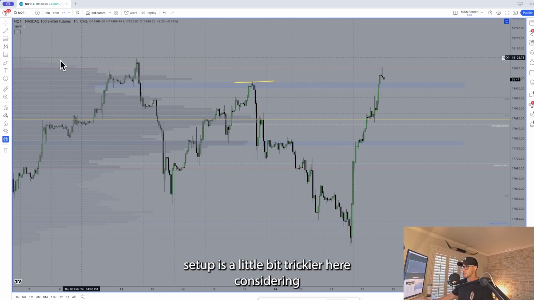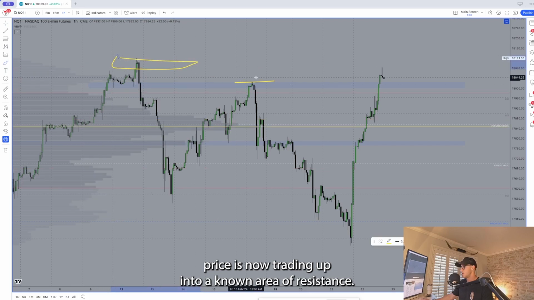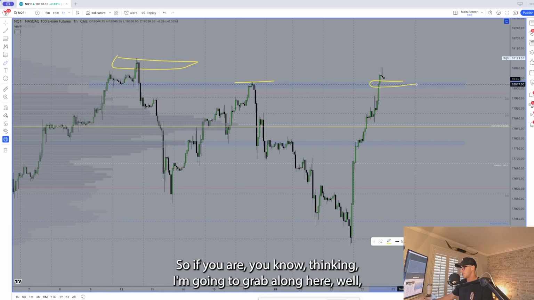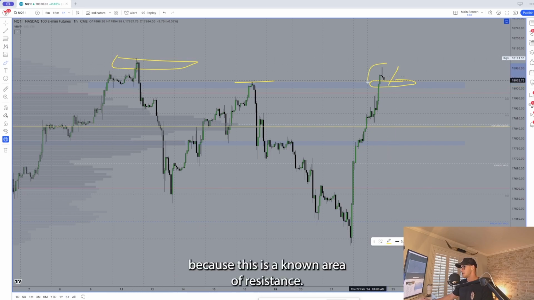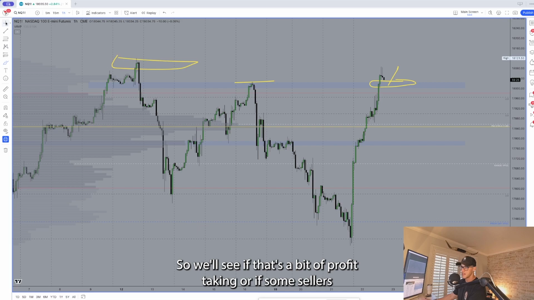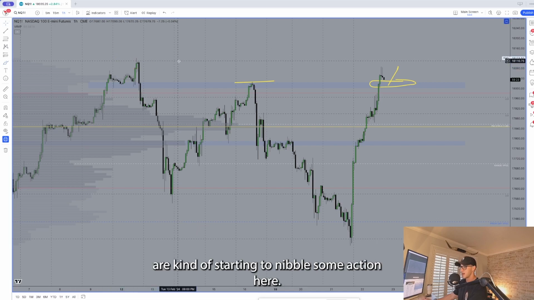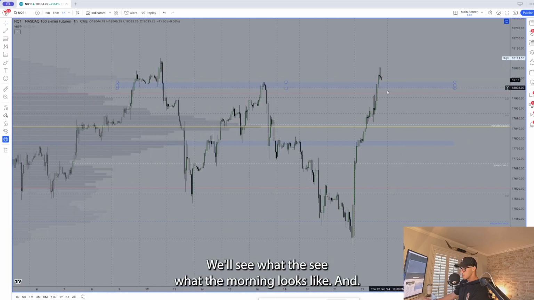Setup is a little bit trickier here considering price is now trading up into a known area of resistance. So if you are thinking, I'm going to grab a long here, well, make sure your entries are really good. Make sure you have strong confirmation because this is a known area of resistance. And again, NQ showing that exhaustion right there into the close for today. So we'll see if that's a bit of profit taking or if some sellers are starting to nibble some action here. We'll see what the morning looks like.